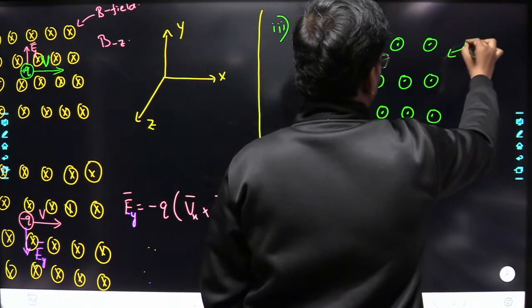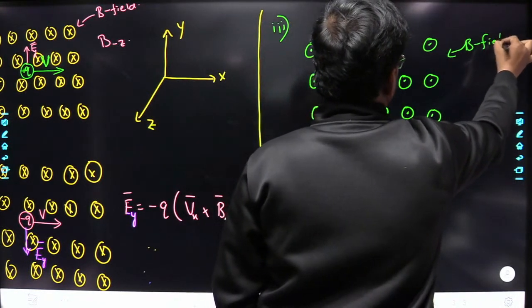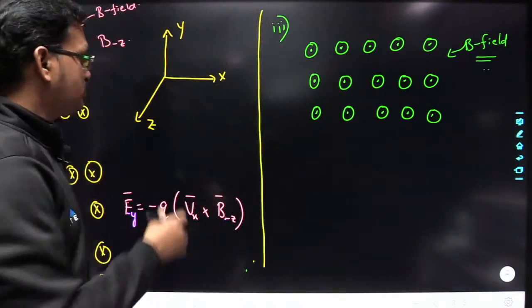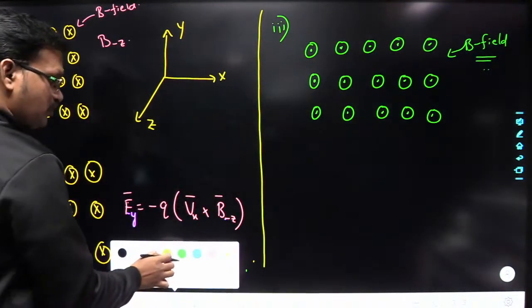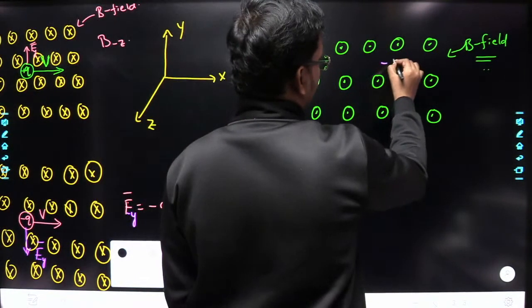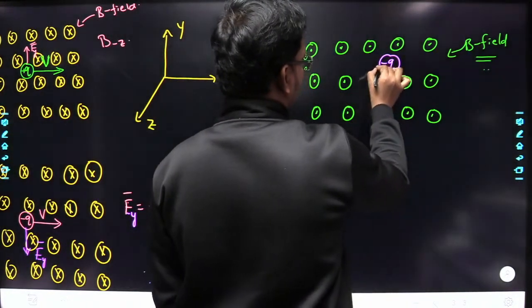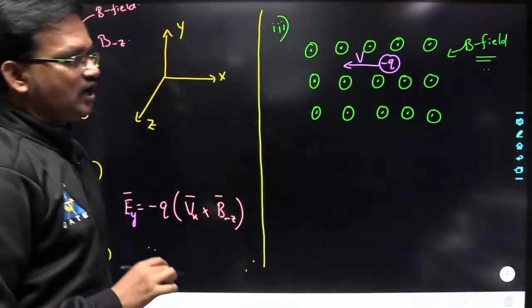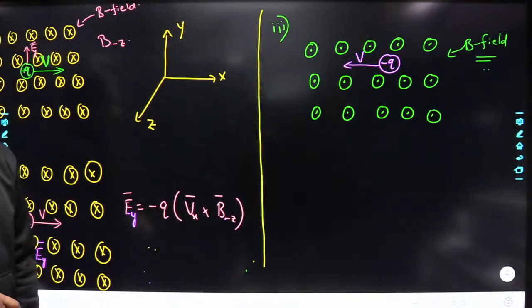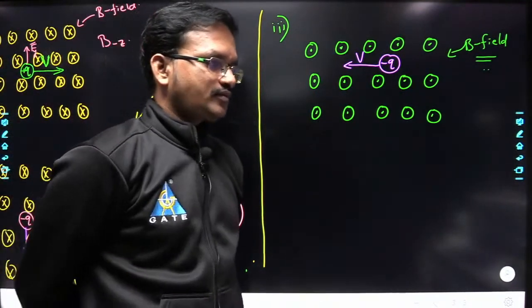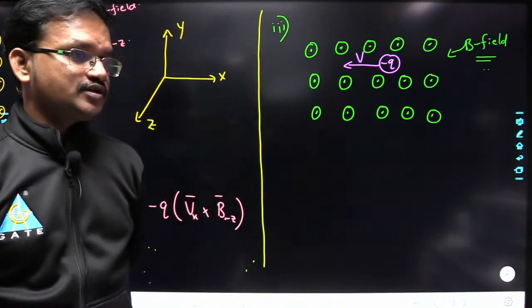So this is nothing but the B field. Now here the B field I have considered is coming out of the board, that means in positive Z direction. Now if minus Q charge is moving with velocity V in this direction, tell me the force direction here. In this case, what is the force direction?